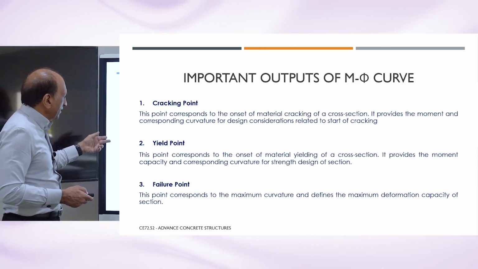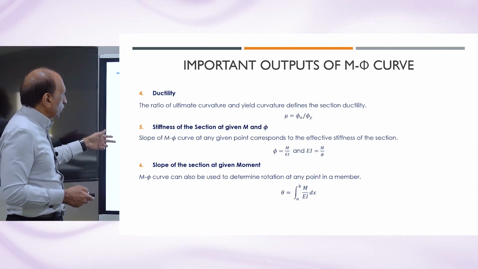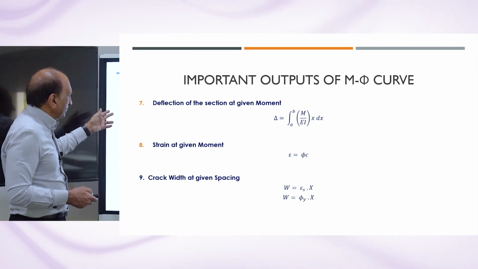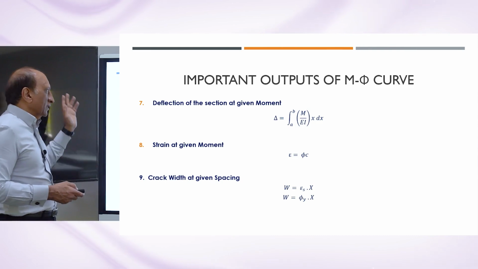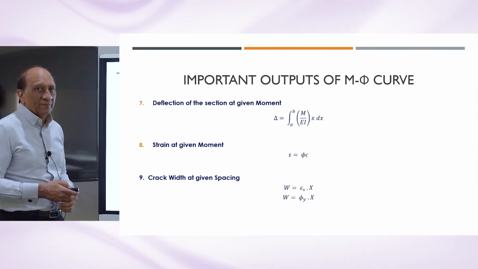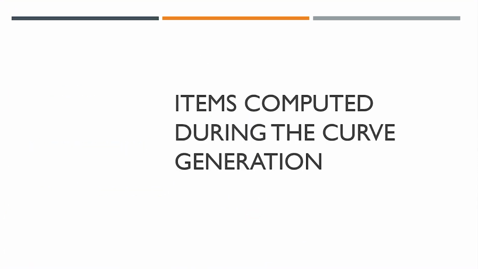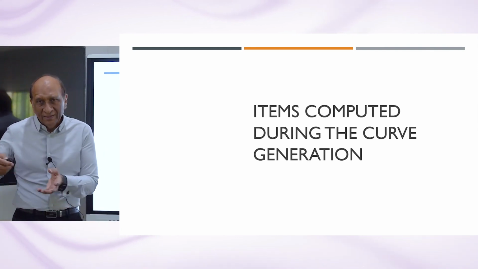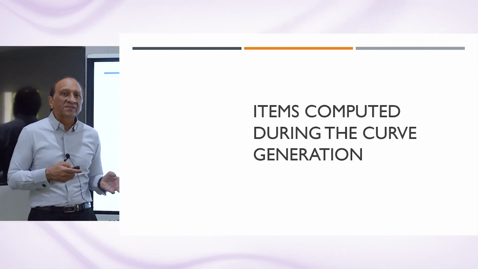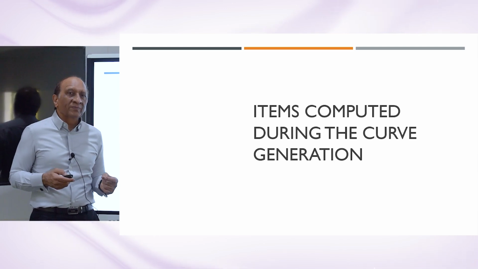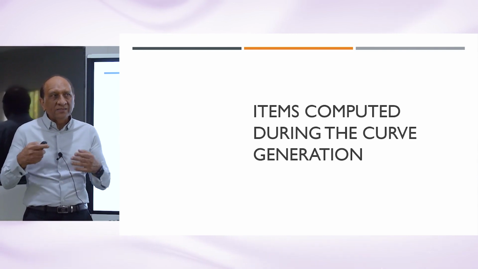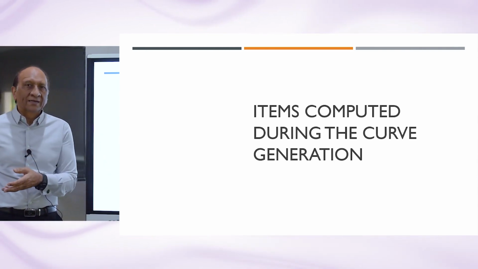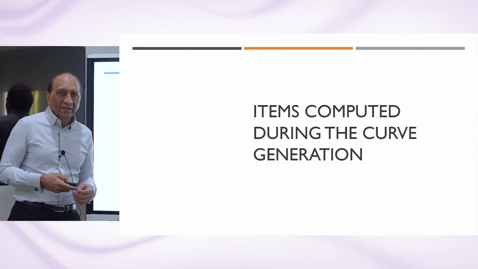So cracking point, yield point, failure point, ductility, slope, stiffness, deflection, strain, and crack width, I just summarized quickly. Nine items here, plus a number of items that we got earlier, can be determined. Now, let's look at what can be done while the curve is being generated by computing additional information, which may not be obvious or easy to determine from the curve when it is available. While we are doing the computations, we can save some data and output that data, and that could give us further insight into the cross-section.